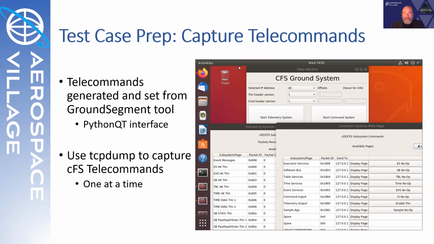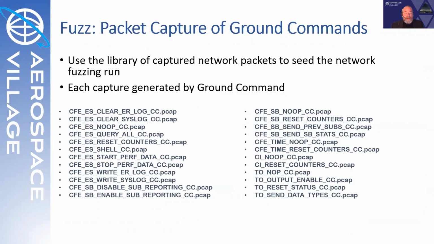So we set up a TCP dump. We send one packet using this application. We save that packet off, reset TCP dump, send another one. Using this, I collected 24 or so different packets from different modules that I could use to begin the fuzzing.